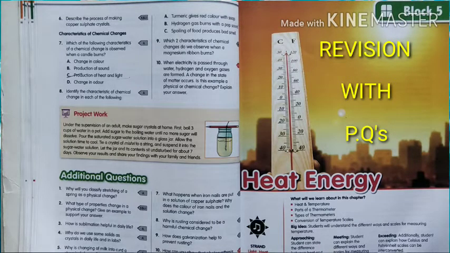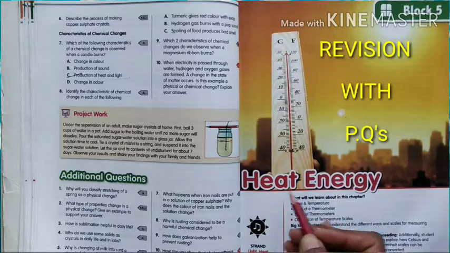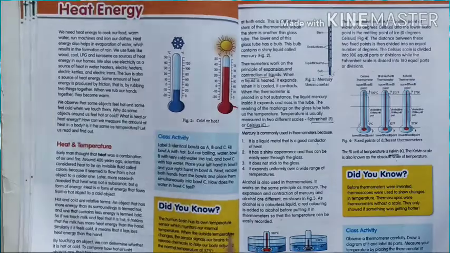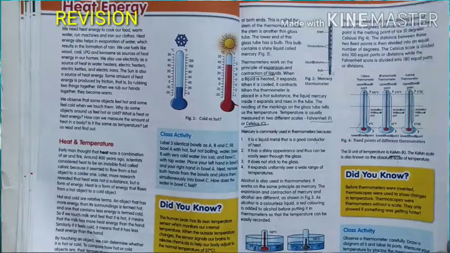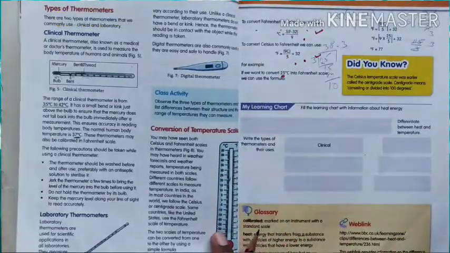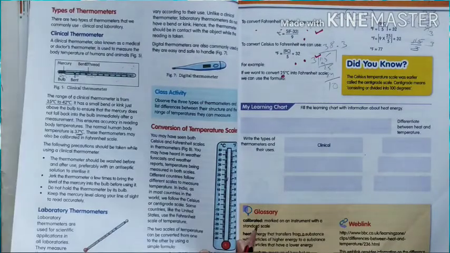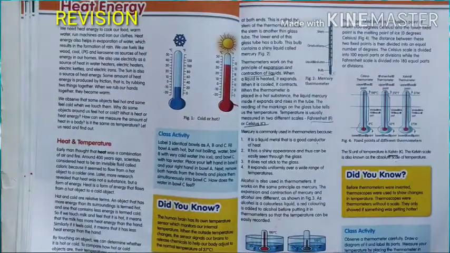So students, in this video, we revise our block 5, that is heat energy. In this block, we discuss heat and temperature, parts of a thermometer, and different types of thermometers. After that, we discuss conversion of temperature scales. Then we discuss our practice questions. So first of all, we discuss heat and temperature.